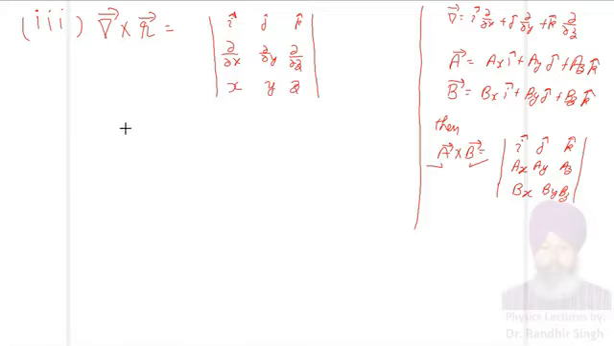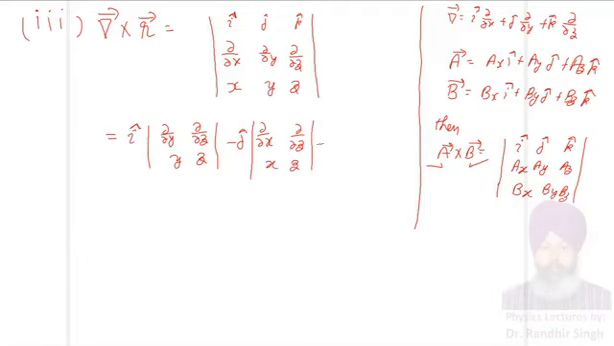Let us expand it now. It will be i cap, and it will become ∂/∂y, ∂/∂z, y, and z. So minus j cap, ∂/∂x and ∂/∂z, and x and z, and plus k cap, it will be ∂/∂x and ∂/∂y and x, y.